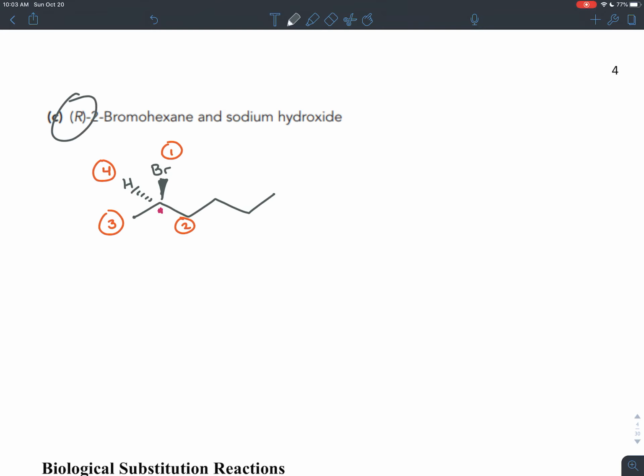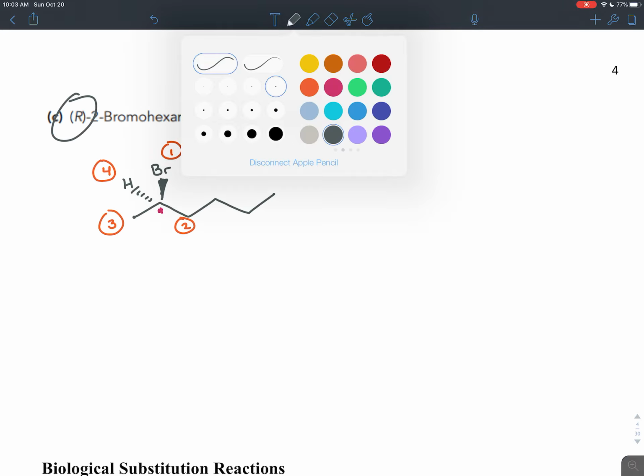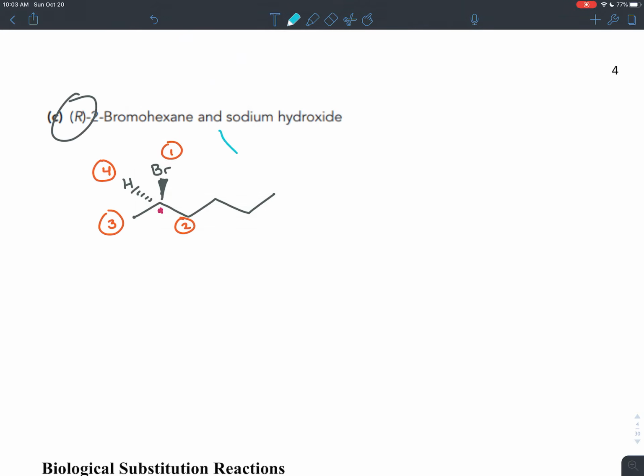Does that give us an R chiral center? Well, you go from 1 to 2 to 3. That's clockwise, so you'd think it would be R. 4 is going away from you, so it is R. We don't switch it. So that is the correct way. If it were incorrect, then we would switch these 2 bonds. We'd have the other coming out and the other going away. But as things are, this is R-2-bromohexane.